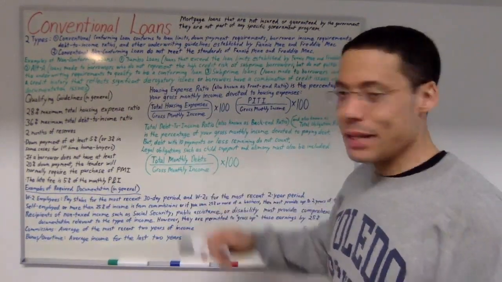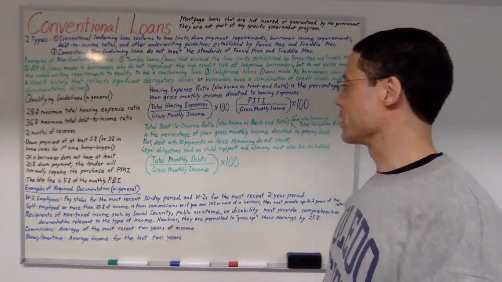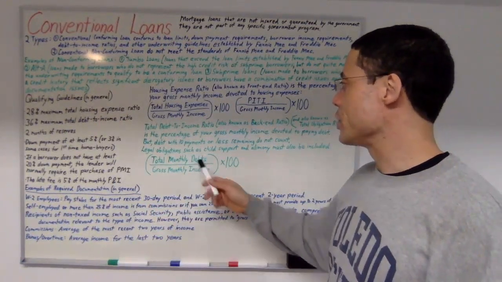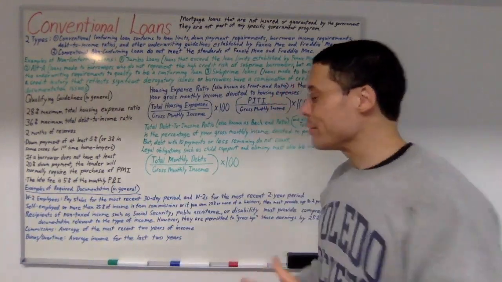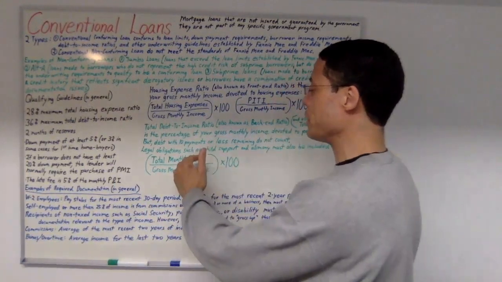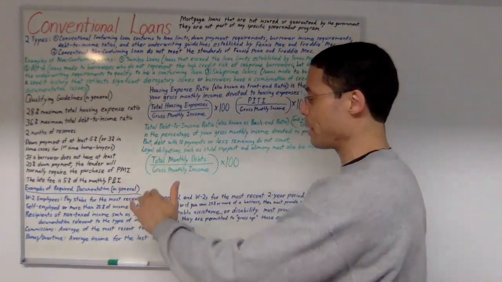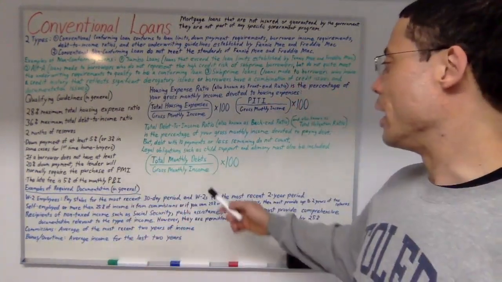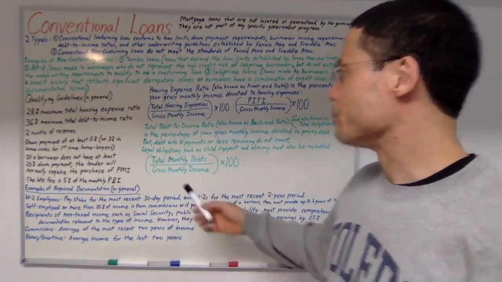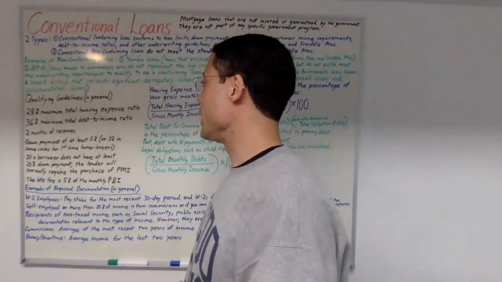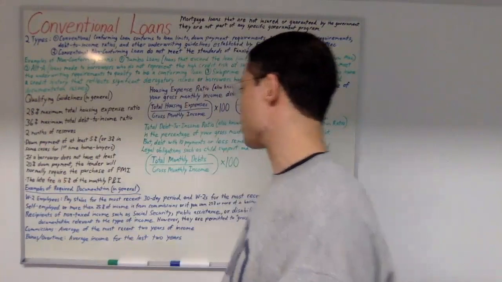And when I say debts, I mean debt payments, all right? You multiply by 100 and you get your total debt to income ratio. Specifically, these would be the minimum payments that you have to pay on the debt, to figure out your total monthly debt payments. So the total debt to income ratio cannot be more than 36%.